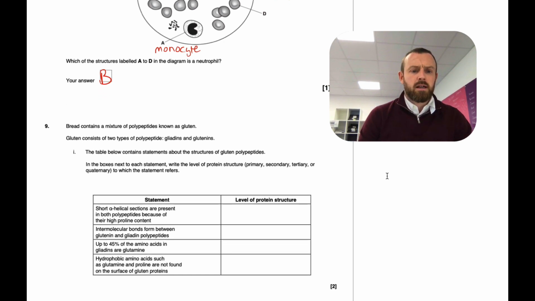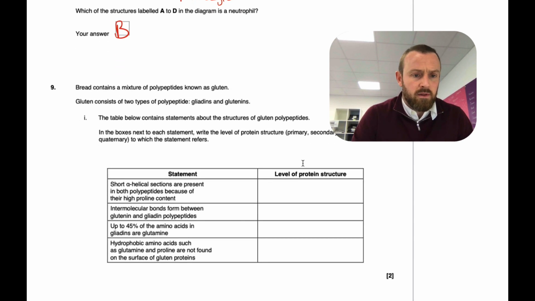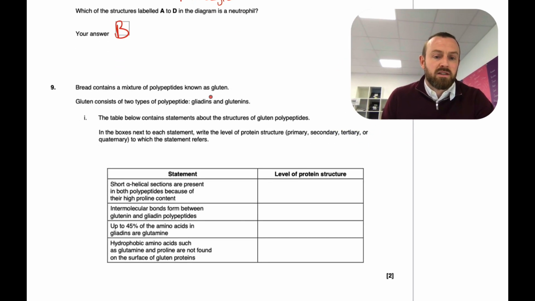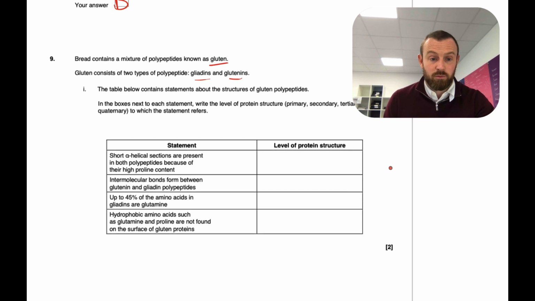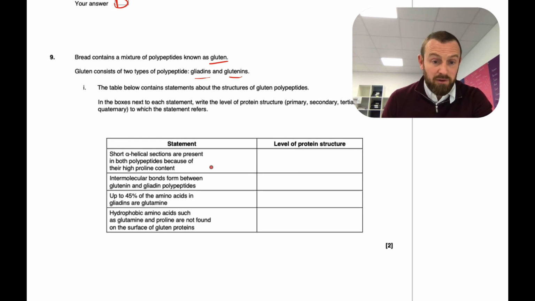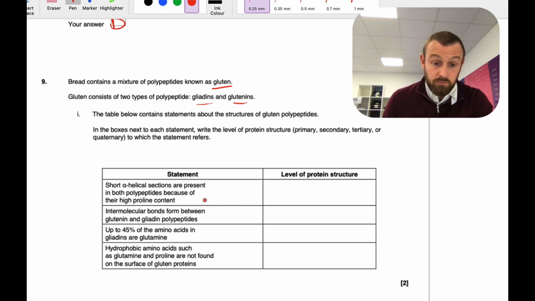Question 9. Bread again. Put quite a few questions on bread in this paper, apparently. So bread contains a mixture of polypeptides known as gluten, gliadins and glutenins, like we saw before. The table below shows statements about the structure of gluten polypeptides. So this is just a question on levels of protein structure. So what are the levels of protein structure? Short alpha helical sections are present. So alpha helix is secondary.